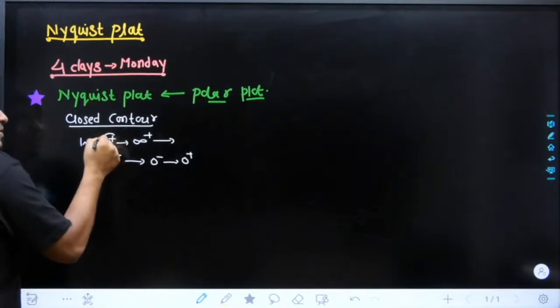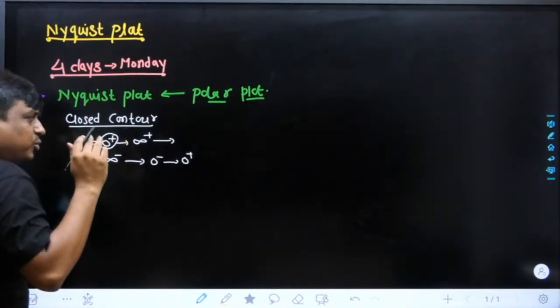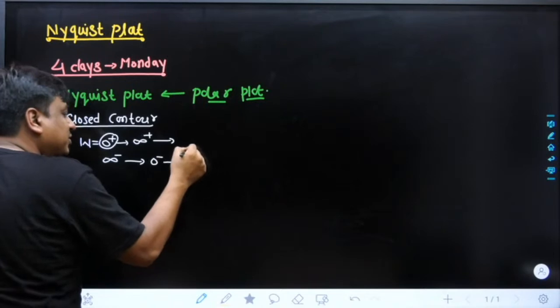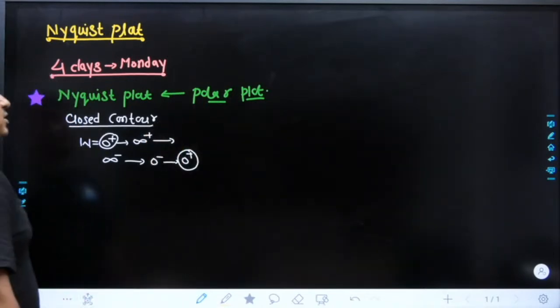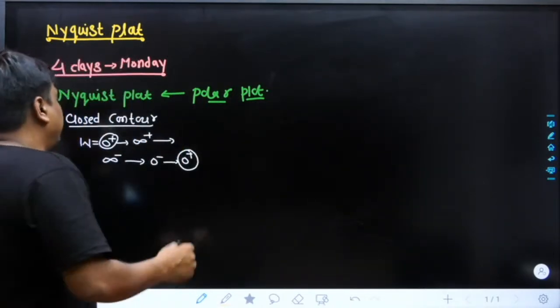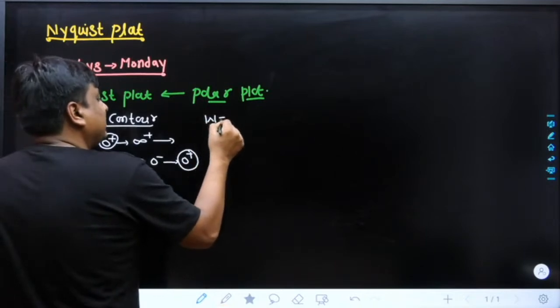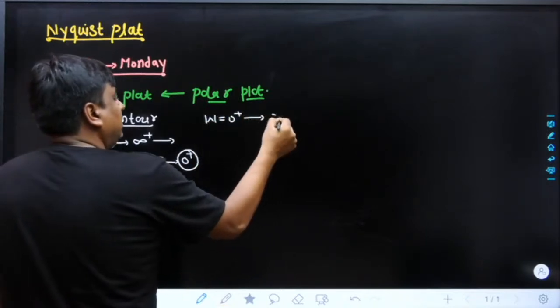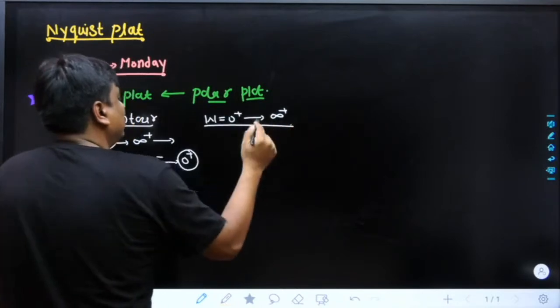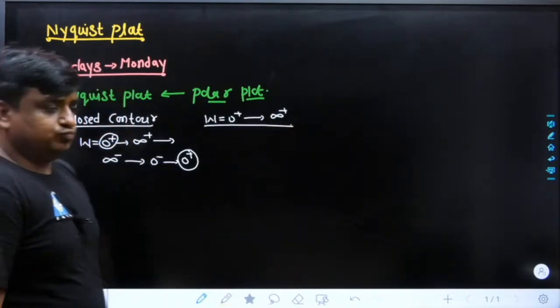So that means you start from omega equals a very small positive value and come back to the same value, that is omega equals 0+. But in case of the polar plot, we start from omega equals 0+ and we land up till infinity+. That is why it is not a closed contour.